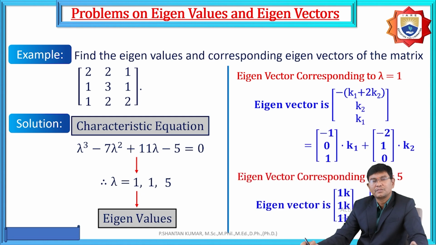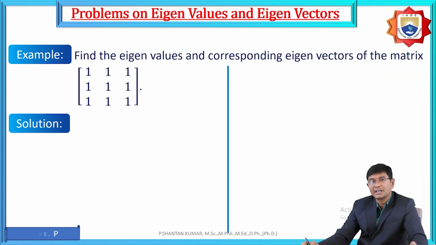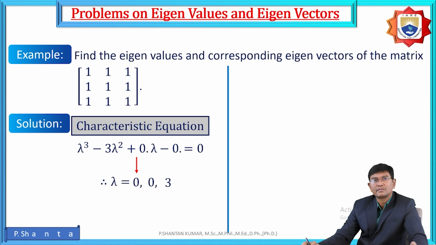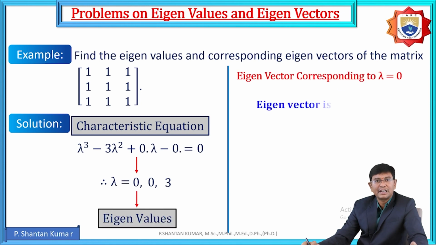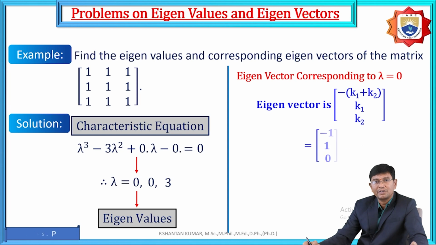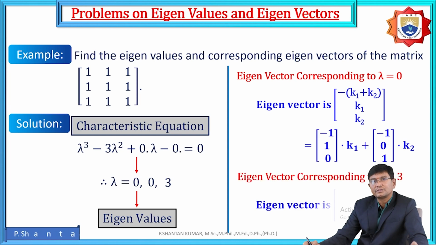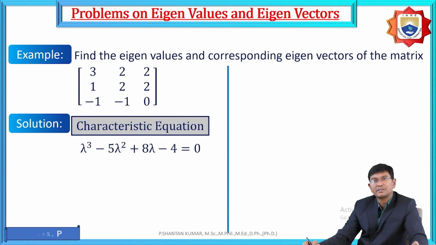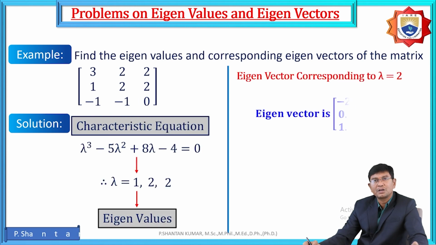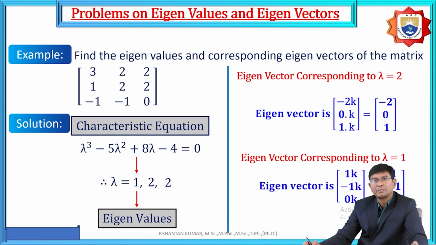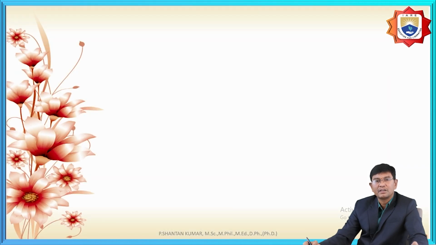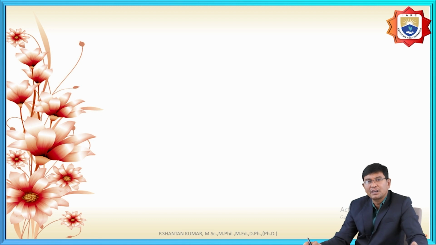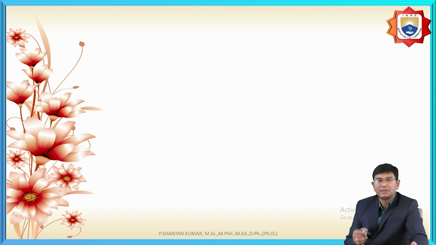These have two repeated eigenvalues, with different eigenvectors. Based upon that, assume k1 and k2. Here also 0, 0 are repeated eigenvalues, and we need to take two different eigenvectors by taking two different real numbers, k1 and k2, any arbitrary constants. Here also 2, 2 is repeated.